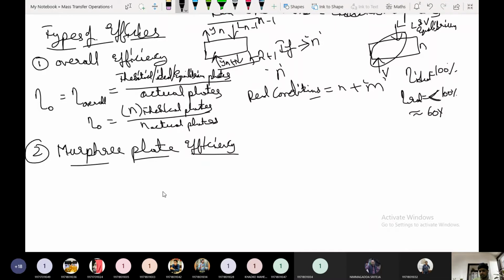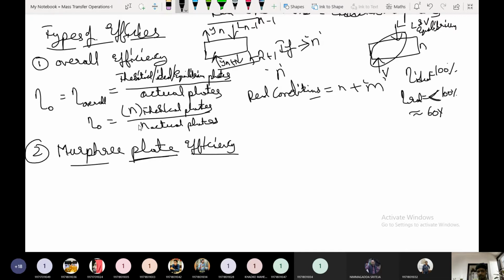Murphree plate efficiency. So what is this Murphree plate efficiency? It is the efficiency of a single plate. Because of that, we are calling it the Murphree plate efficiency. This is the overall efficiency: for N number of plates, for the overall column, we are calculating the efficiency. So eta naught is equal to the number of plates theoretically required divided by the number of plates actually required. So this ratio is called the overall efficiency.